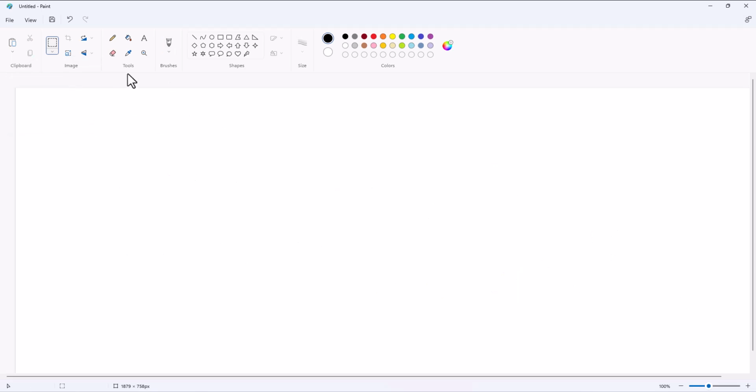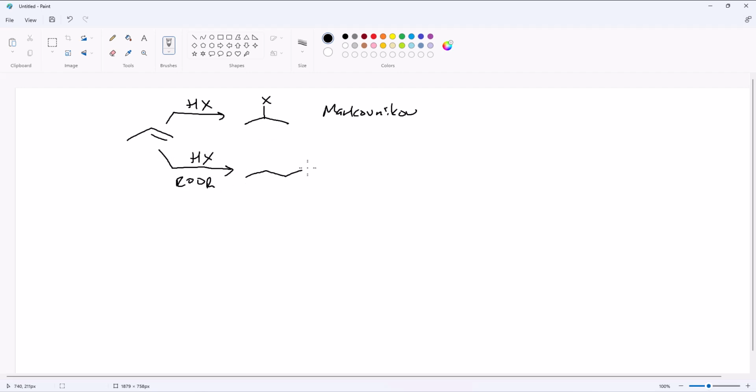So the second reaction is one we've actually already seen, and this is addition of HX to alkenes. We already saw this reaction in chapter 8, where if we add HX to propene, we will get Markovnikov addition to the more substituted position of the alkene, meaning that we get a secondary alkyl halide versus a primary alkyl halide. We also saw in that chapter if we add HX in the presence of peroxides, we will get anti-Markovnikov addition. And here's where we're going to explain why this happens.